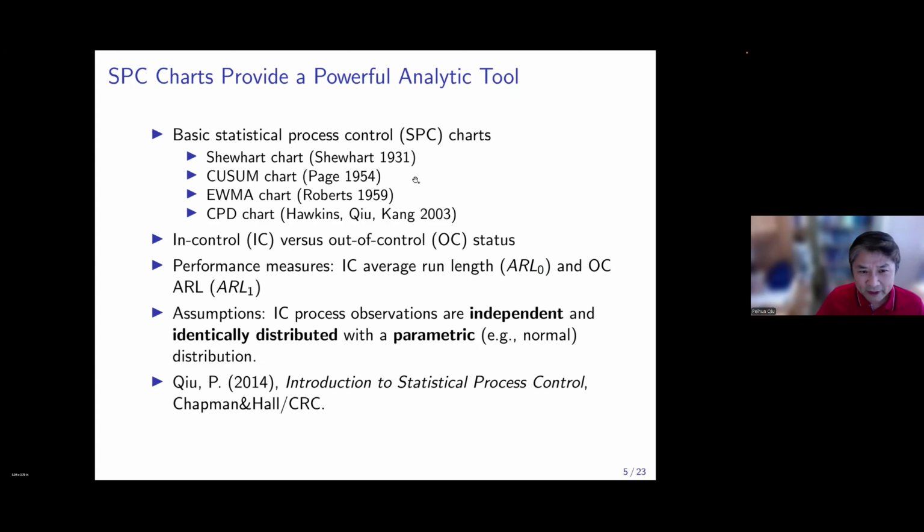And then the conventional, classical control charts are designed based on the classical assumptions that the in-control process observations are independent and identically distributed with a parametric distribution, such as a normal distribution, when the process is in control. But in reality, those assumptions are rarely valid. That's the issue. If you want to know more about those basics of control charts, you can read my book published about 10 years ago.